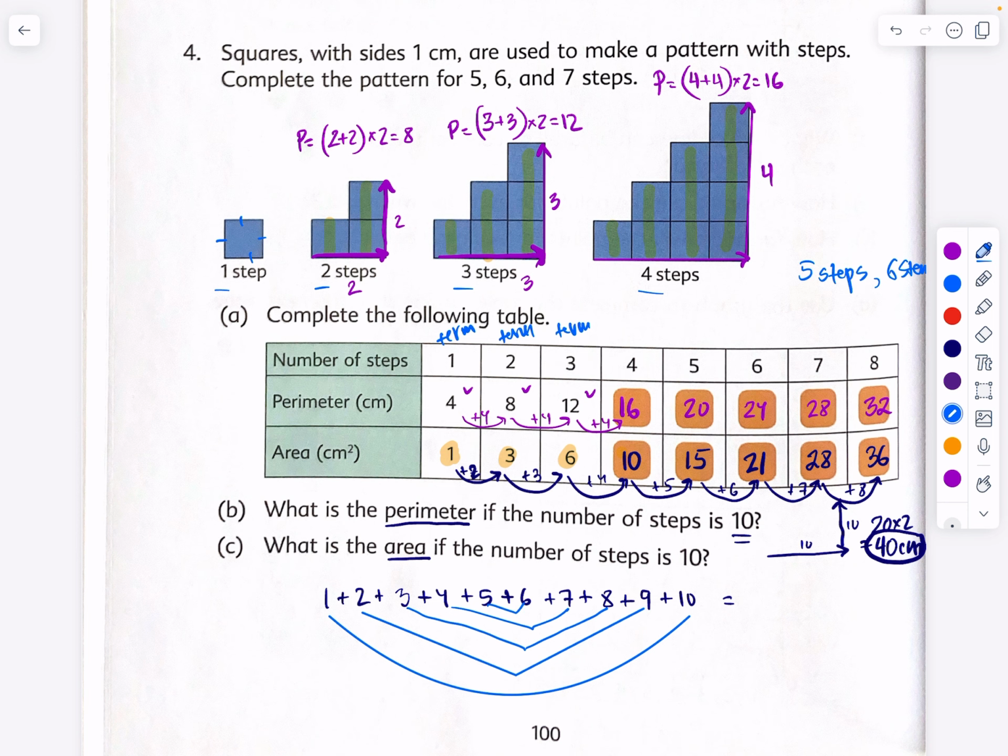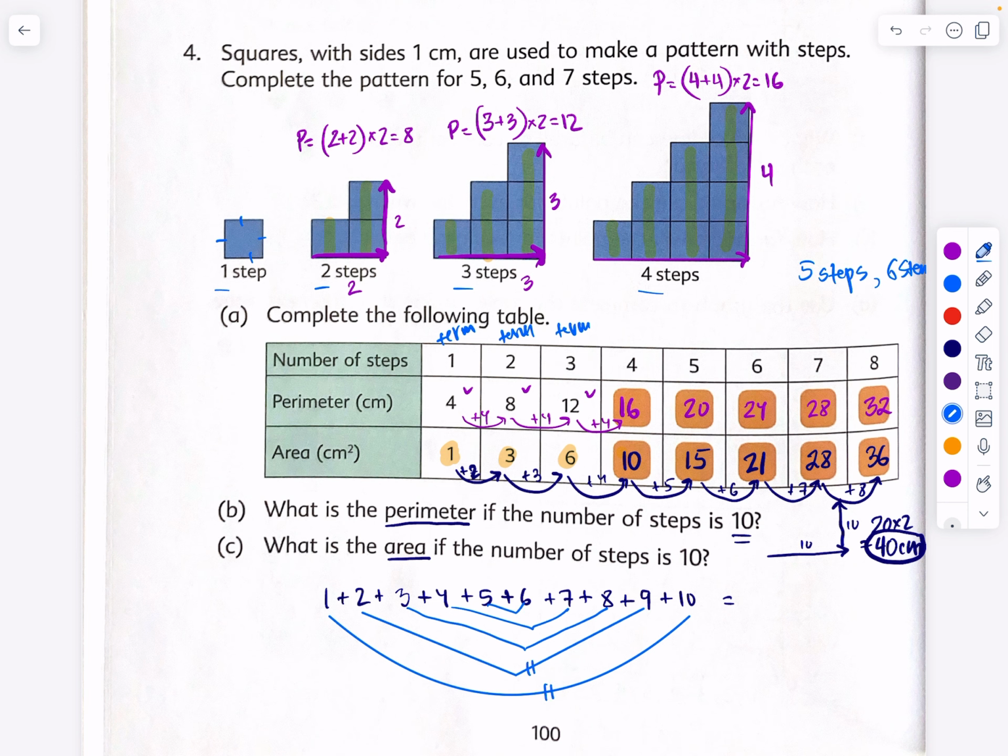And what do we get when we add up 1 plus 10? 11. 2 plus 9, another 11. 3 plus 8, 11. 4 plus 7, 11. And 5 plus 6, 11. How many 11s do we have? We have 11 taken 5 times. The total number of squares will be 55. And because it's measured in centimeters, 55 centimeters squared.